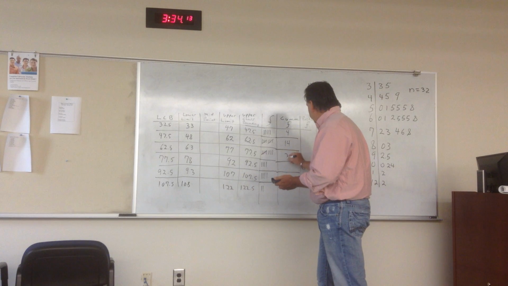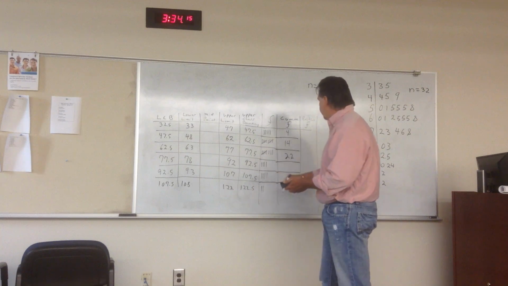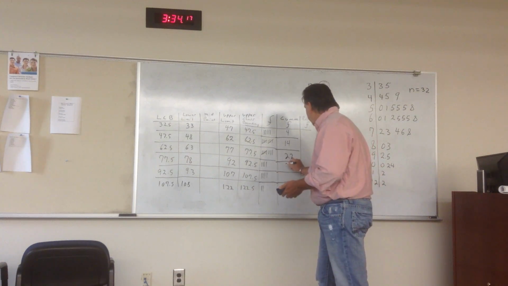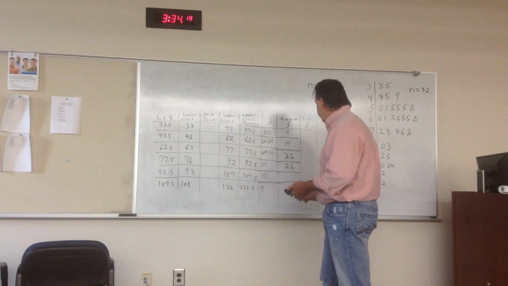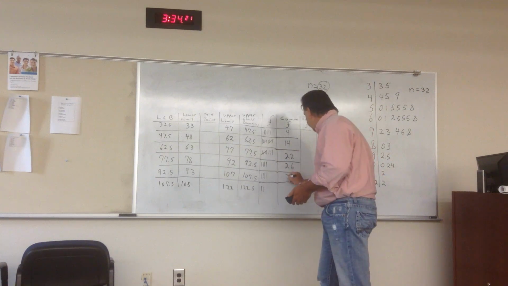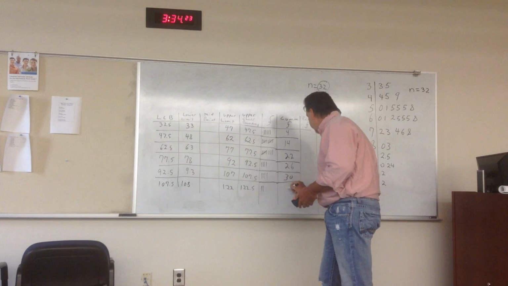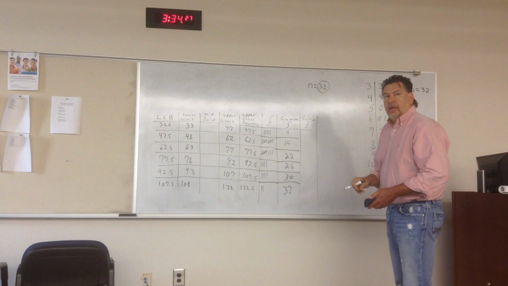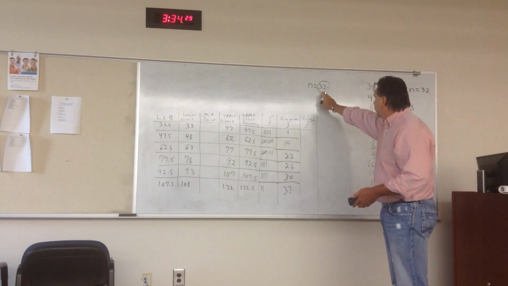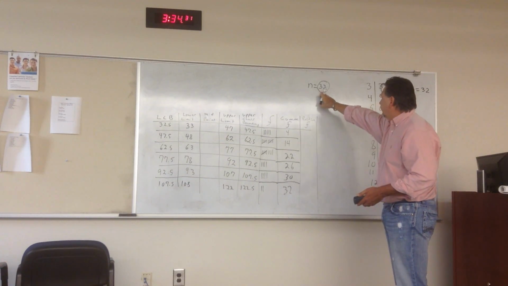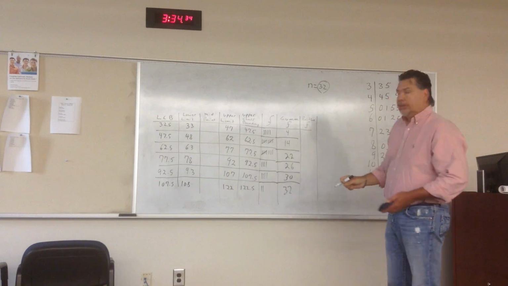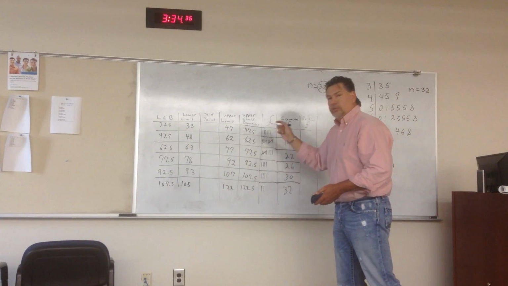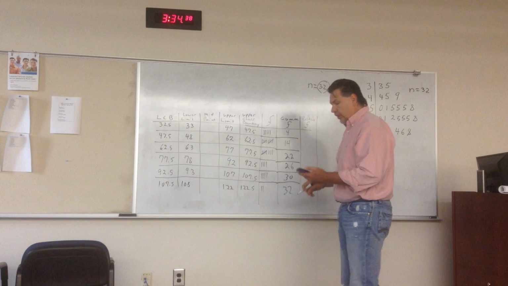I've got 22. And 22 plus 4 should be 26. And 26 plus 4 should be 30. And 30 plus 2 should be 32. And that should equal your sample size, or your size of data. Should match your stem and leaf diagram, and it should match your frequency column as well.